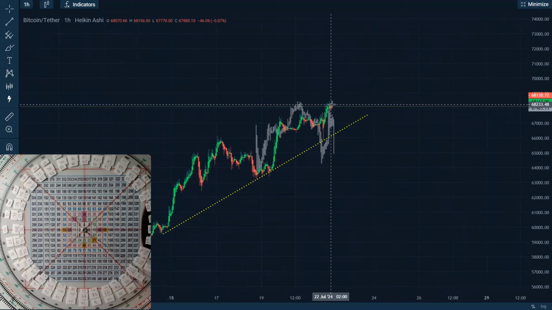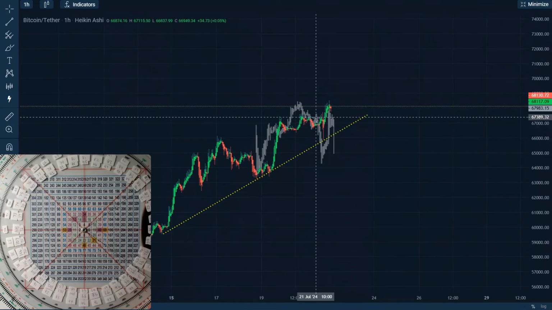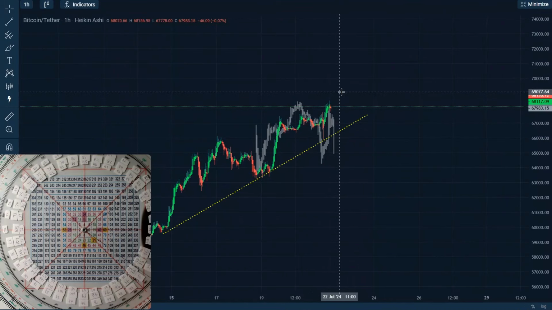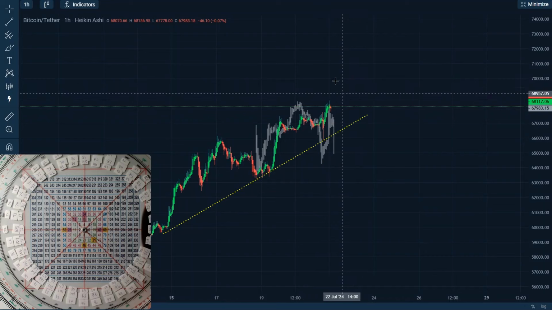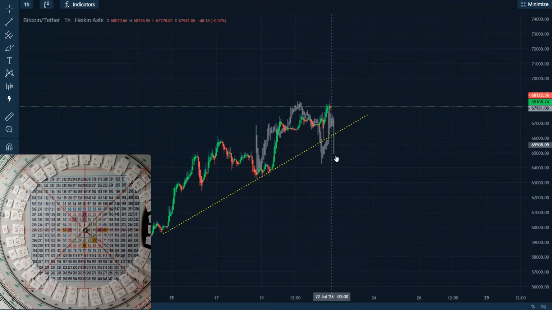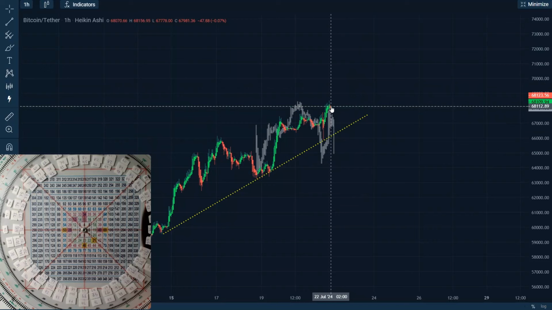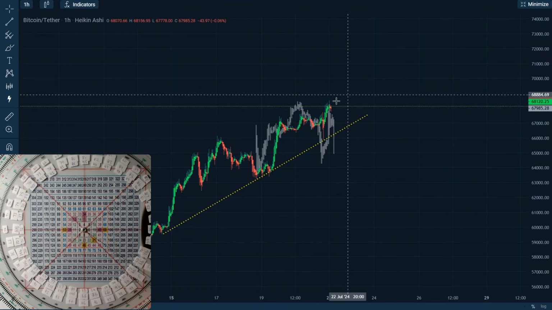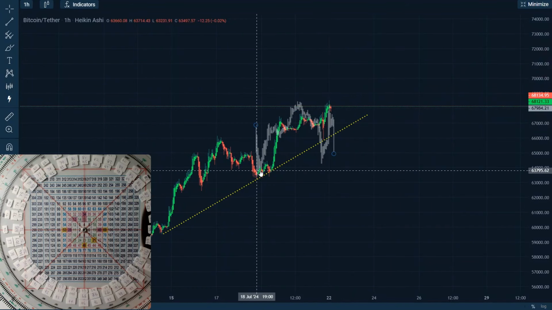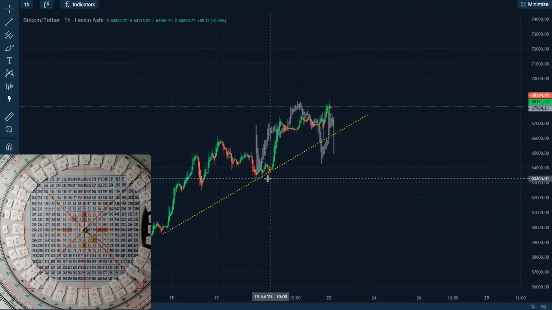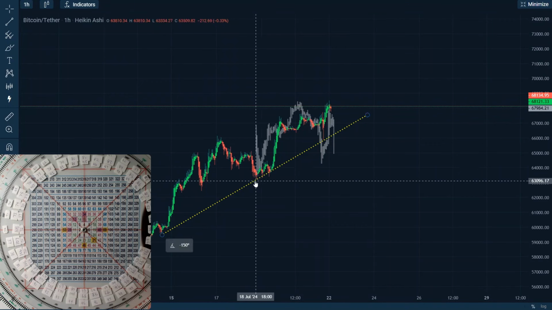Don't miss out. We're in some volatility, but don't buy near this. We don't want to be buying here. This is a bull trap. You don't want to get caught in these whipsaws. So be patient.